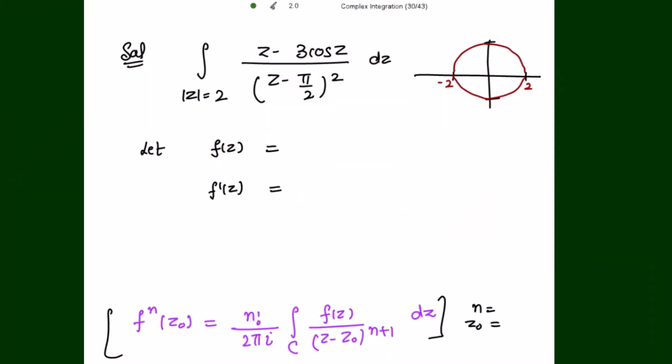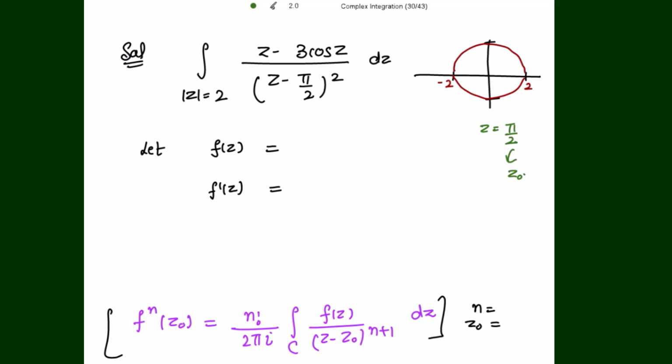The given integral is (z minus 3 cos z) over (z minus pi by 2) whole square dz for the circle |z| equal to 2. So first we have to check the point. And how can we get the point? By taking the denominator equal to 0. So on putting the denominator equal to 0, we get z is equal to pi by 2. This is the point z0.